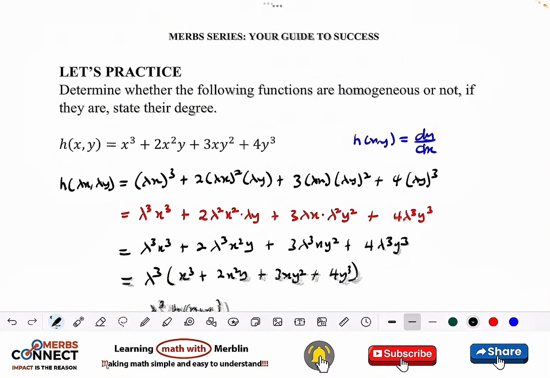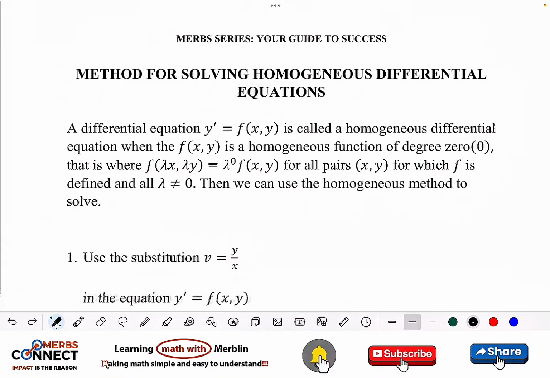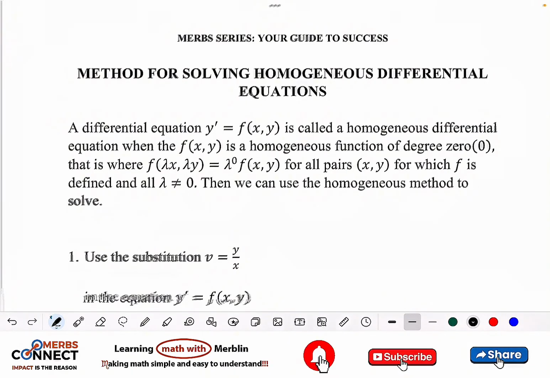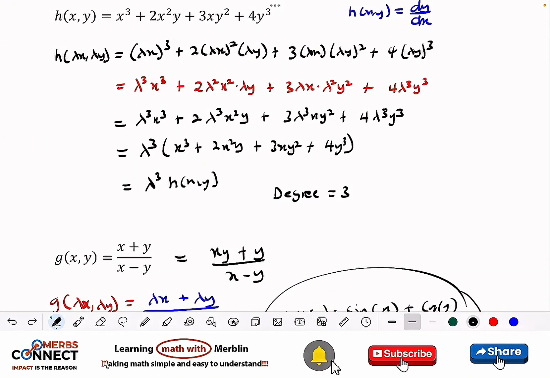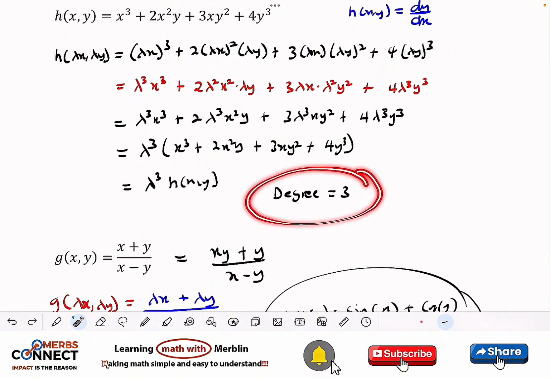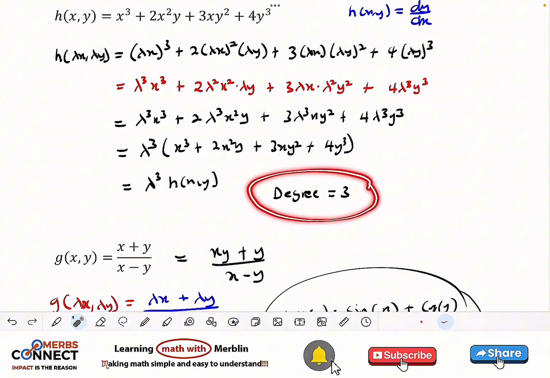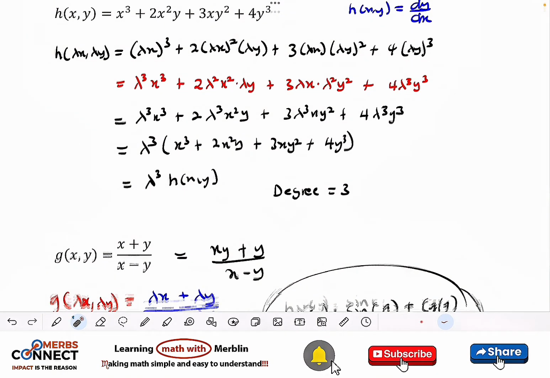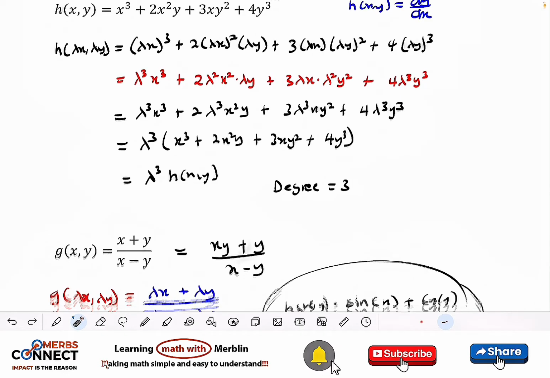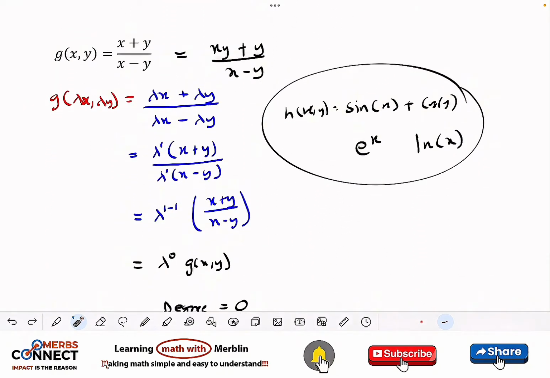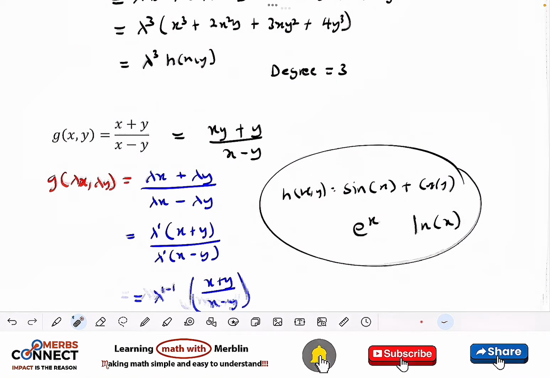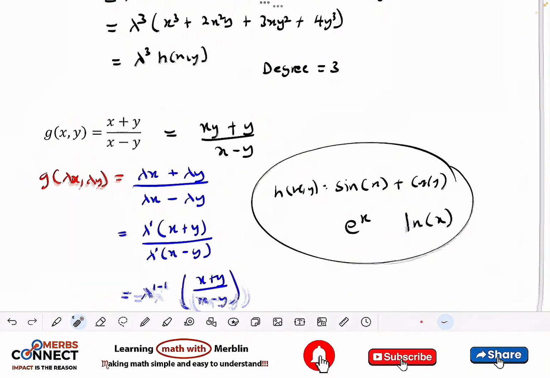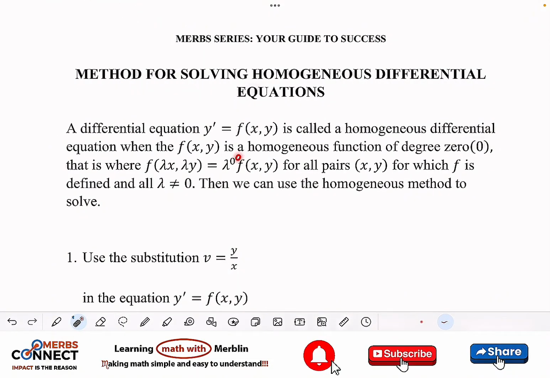Now we need to learn how to solve a differential equation using the homogeneous differential equation. But there is a rule to it. The rule is, we saw that this one we're able to get homogeneous, but the degree is what? 3. A function can be homogeneous, but if the degree is not 0, then we cannot use the method for solving differential equations. So that's another thing that you need to know. Now this one has a degree of 0. So for this differential equation here, we can use the homogeneous method to solve.